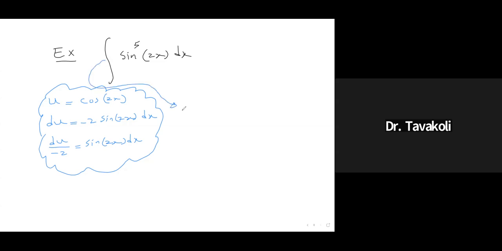So I separate one copy of sine and write it next to dx. So it's going to be sine of 2x dx. So sine to the 5, the remaining power is going to be 4. Sine to the 4 of 2x, then sine of 2x dx. So this part is obviously du over minus 2.